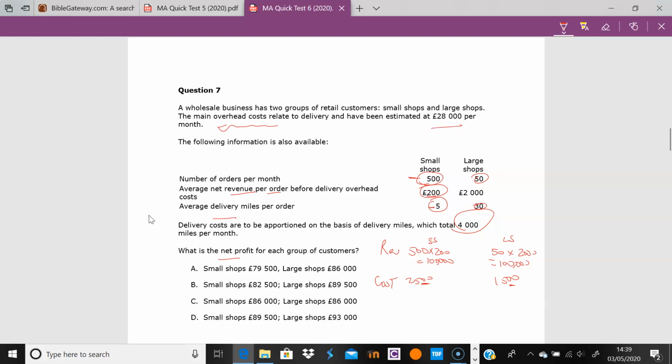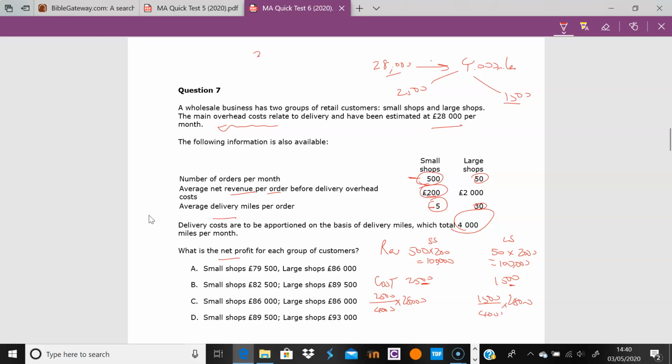So you've spent £28,000 overall on 4,000 miles. I basically need to split this 28,000 into what cost I should allocate to the 2,500 miles and what cost I should allocate to the 1,500 miles. So for this one, I'm saying 2,500 over 4,000 times 28,000, and here I'm saying 1,500 over 4,000 times 28,000.